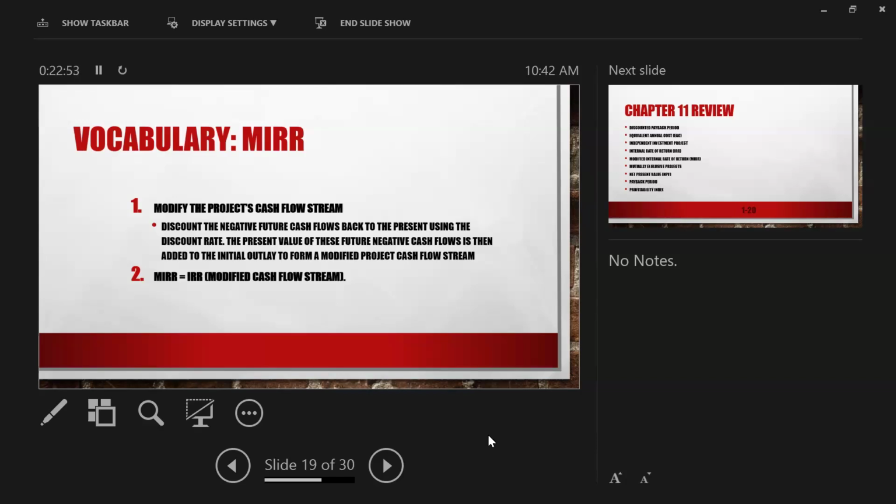And what is the difference between MIRR and IRR? If you look at the very top, MIRR discounts the future cash flows to present value using the discount rate. And then the present value of these negative cash flows is added to the initial cash outlay. In other words, it will inflate your cash flow estimates. So when you use MIRR, you're going to get a higher number almost always than when you use IRR.